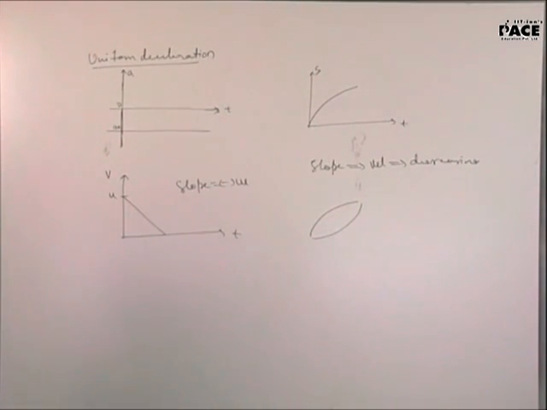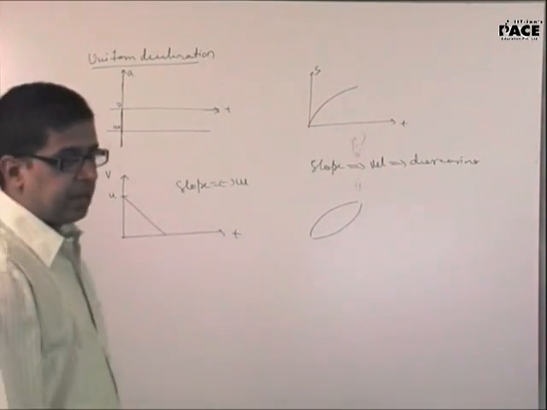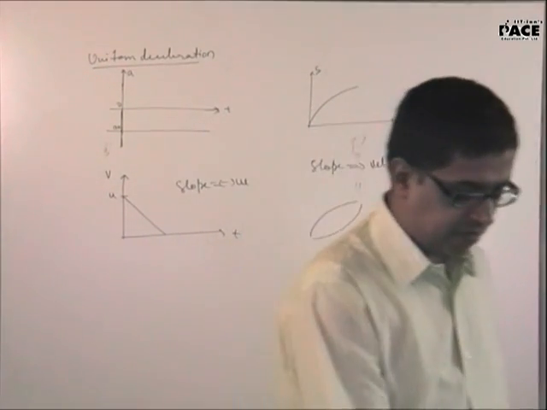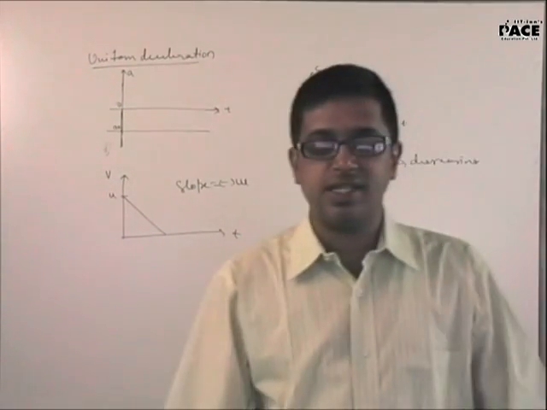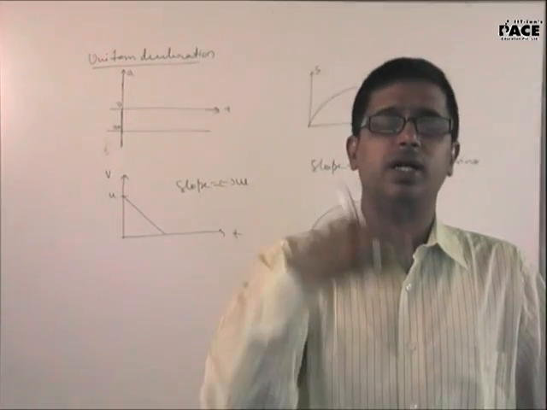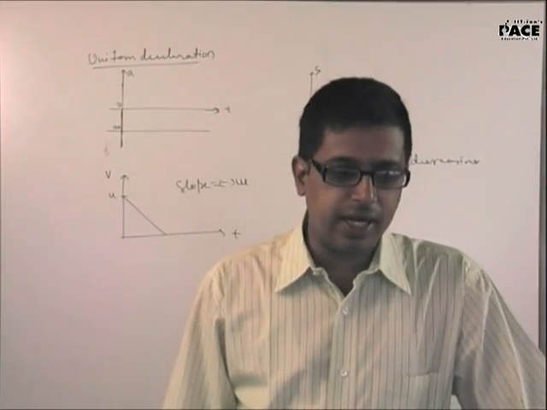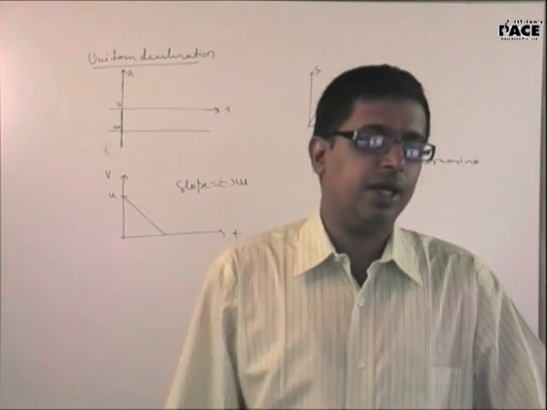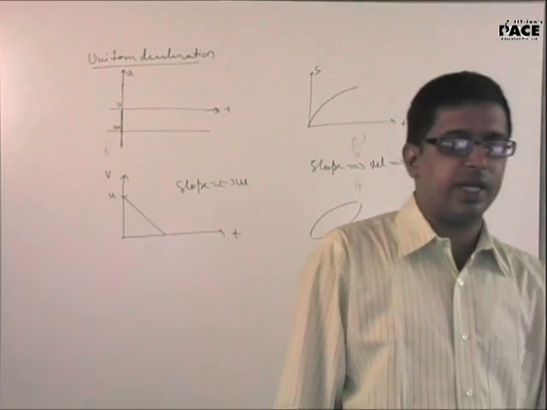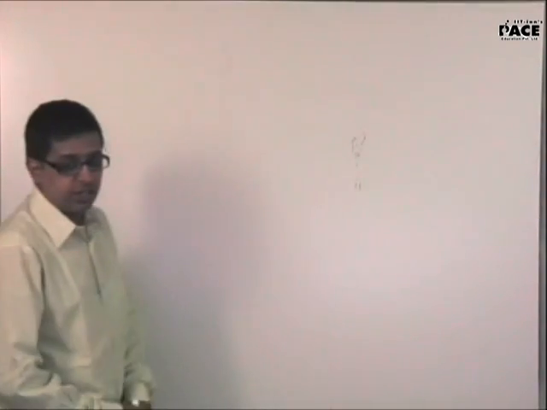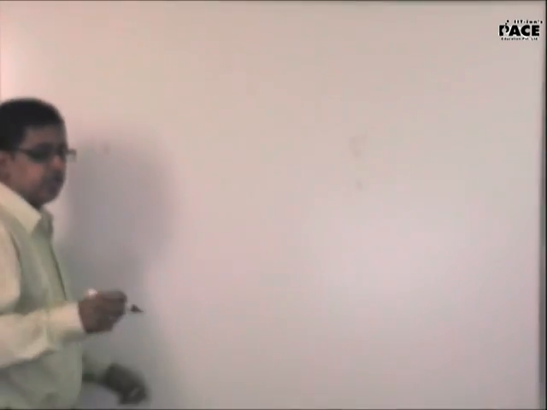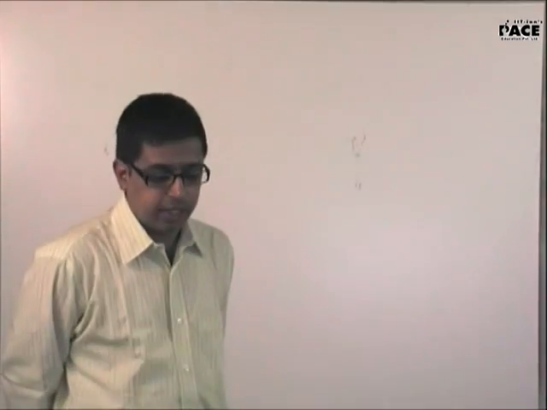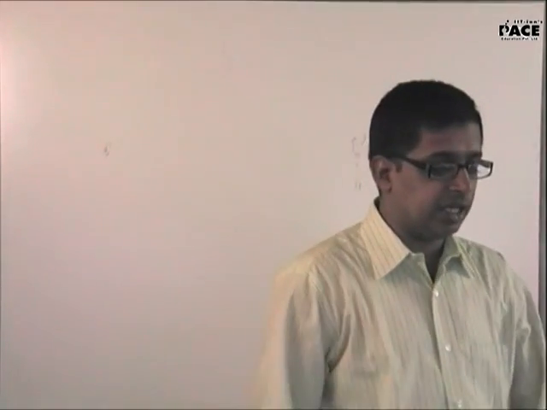Unless and until specified, we will consider every parameter in the upward direction as positive, every parameter in the downward direction as negative. For a body which is thrown vertically upwards, motion in a vertical direction, everything in the upward direction is considered positive, everything in the downward direction negative. Look at the first thing here. Write down this problem. A body is thrown vertically upwards with a velocity of 9.8 meters per second. Draw the ST, VT, AT graphs for whole of the journey.